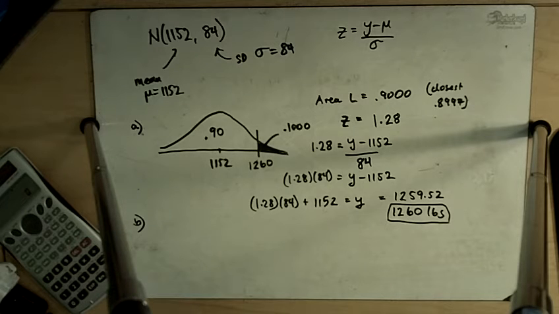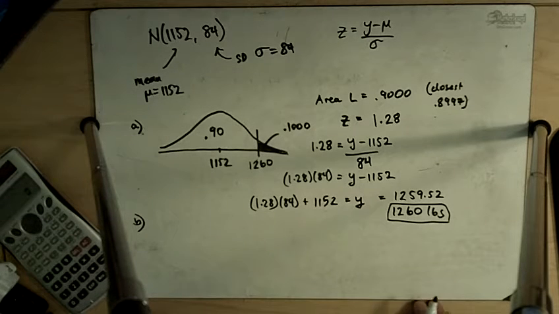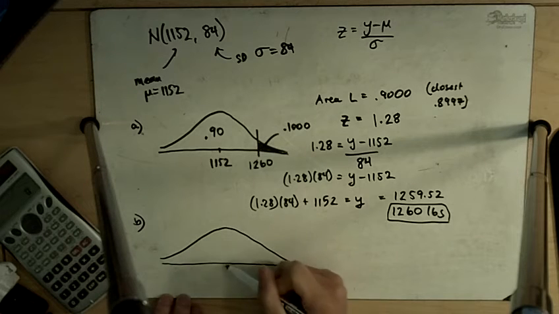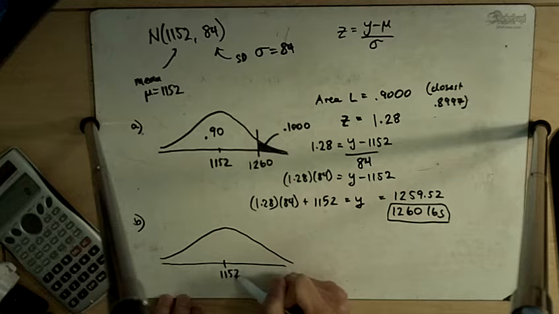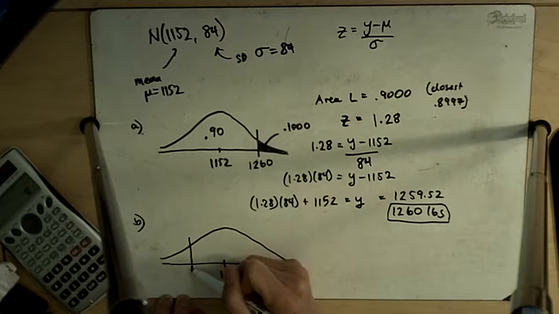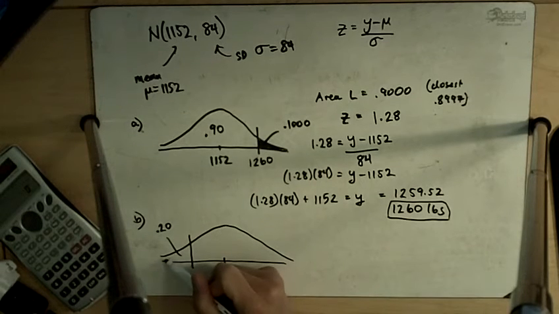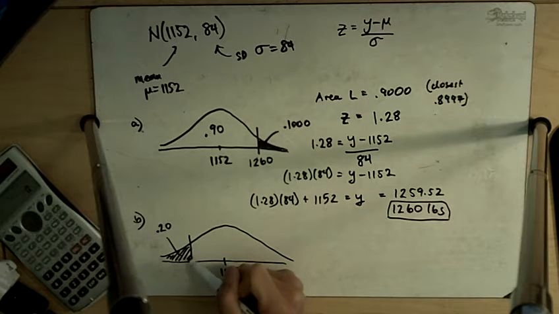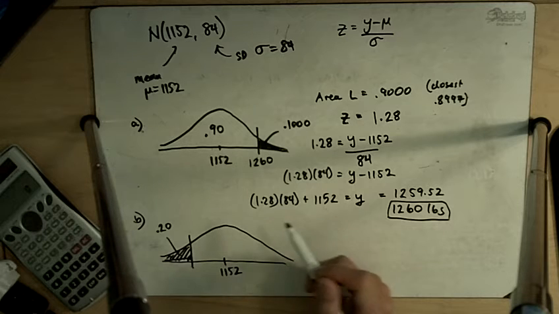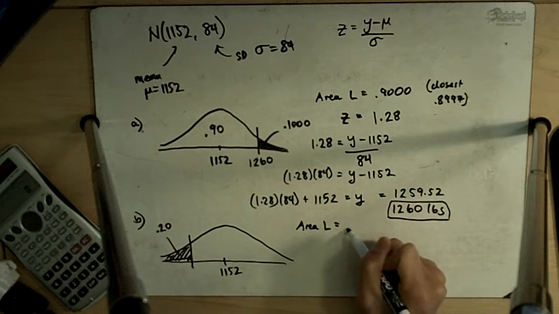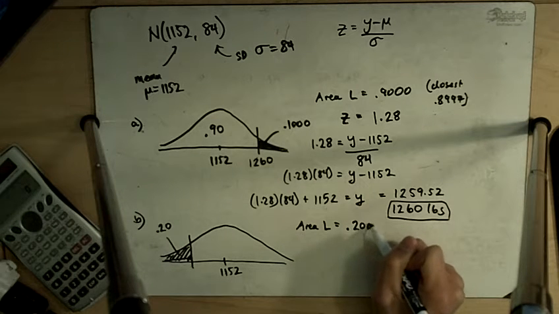Part B then asks for the cutoff value for the lowest 20% of weights. So here, again, we are centered at 1,152, and we're looking for the lowest 20%. Here we've got 20% in the tail. This is already the area to the left, so we don't have to subtract anything from 1. We just know that the area to the left is equal to 20%, or 0.2000.